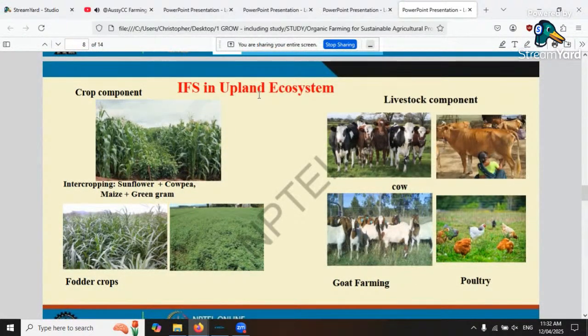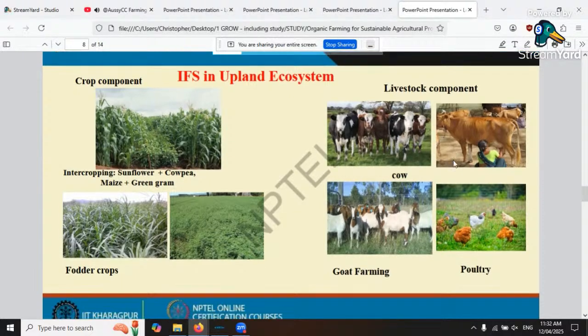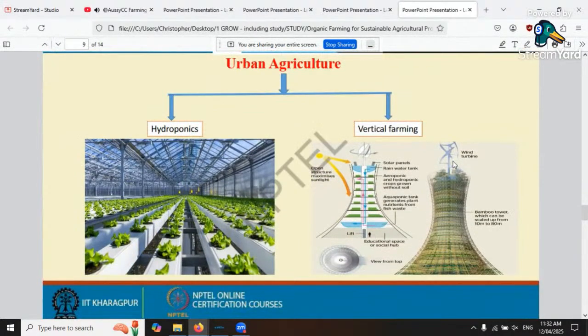IFS in upland, because here's some pictures of them. Some fodder crops that you might want to do for your animals. Intercropping, to support your soil, livestock component, cows, the goats, poultry, dairy. Here's one, look at this, urban agriculture.